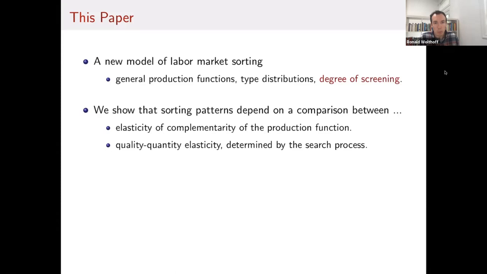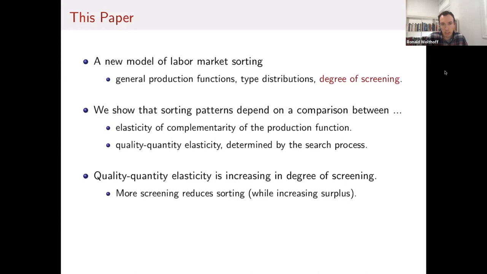Okay, and whether we get positive or negative sorting is basically going to depend on which of these two is bigger. Okay, and then we show that the quality-quantity elasticity is increasing in the degree of screening. And so that gives us that as screening becomes easier, that elasticity goes up, and so we need more complementarity to overcome that effect if we want to get positive sorting.